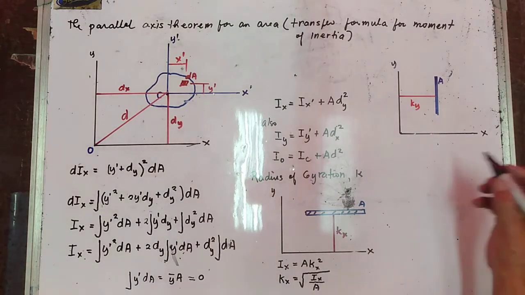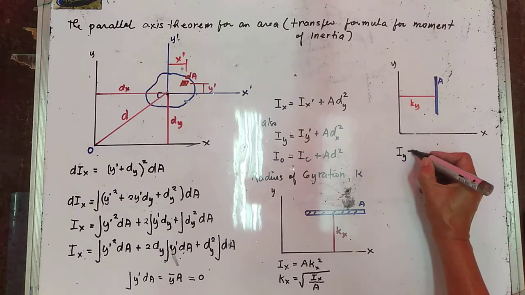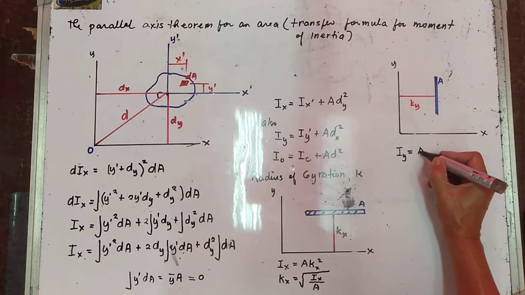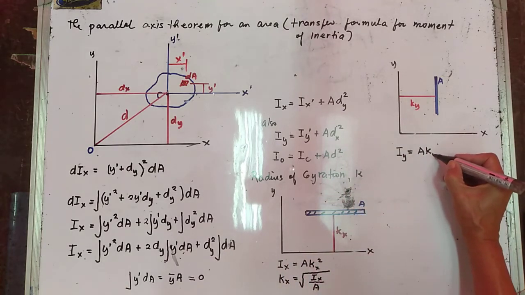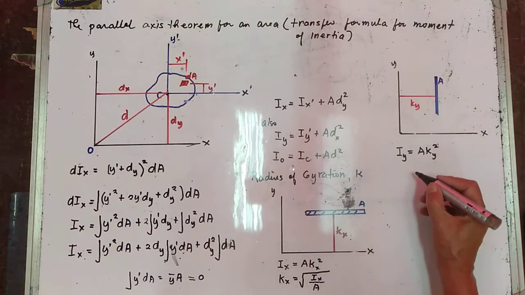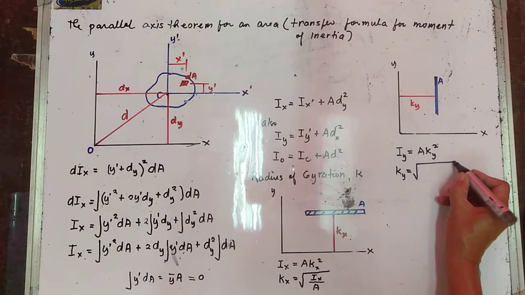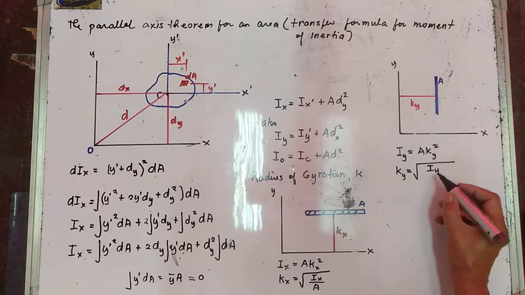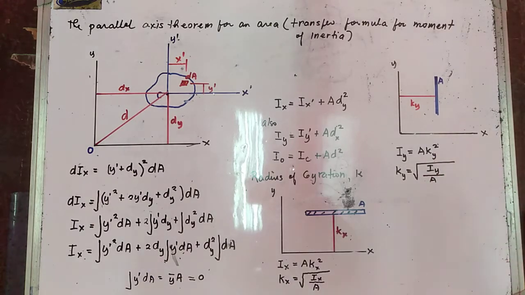Okay, so again, the moment of inertia with respect to the y-axis is equal to the total area multiplied by ky squared. That is the second moment of area. Hence, your radius of gyration with respect to the y-axis is equal to the square root of the moment of inertia with respect to the y-axis all over the total area.